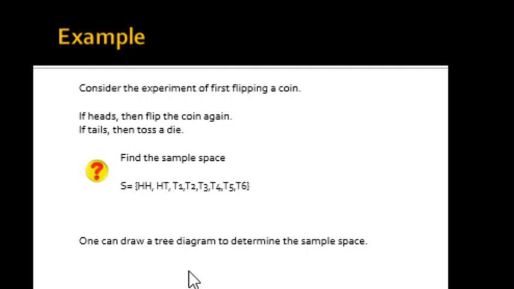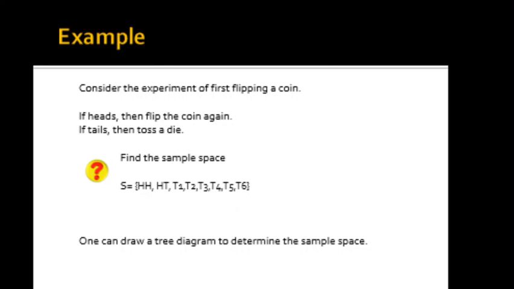So this is the sample space. We start with the heads. If we get heads, then we toss the coin again. We get another heads or tails. So HH, HT, if we get heads on the first coin. And if we get tails on the first coin, then we toss a die. So our possible outcomes will be T1, T2, T3, T4, T5, and T6.